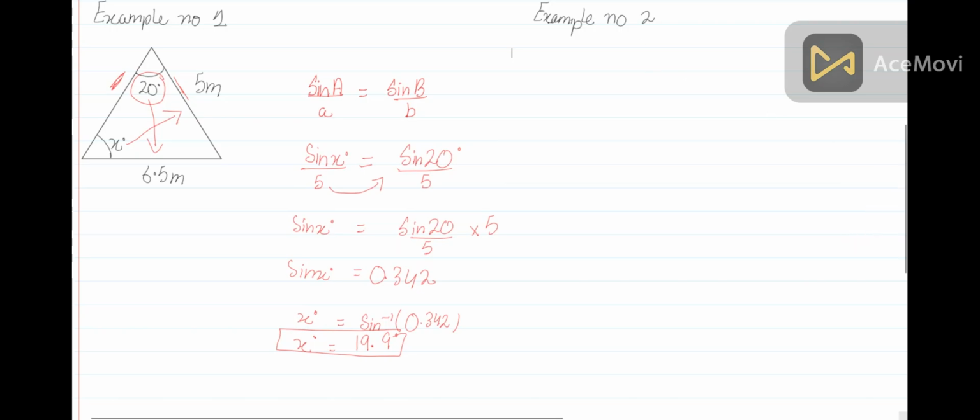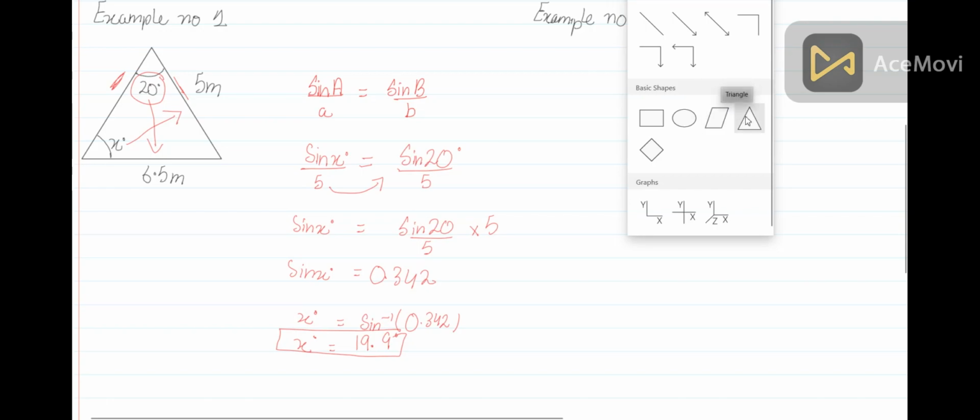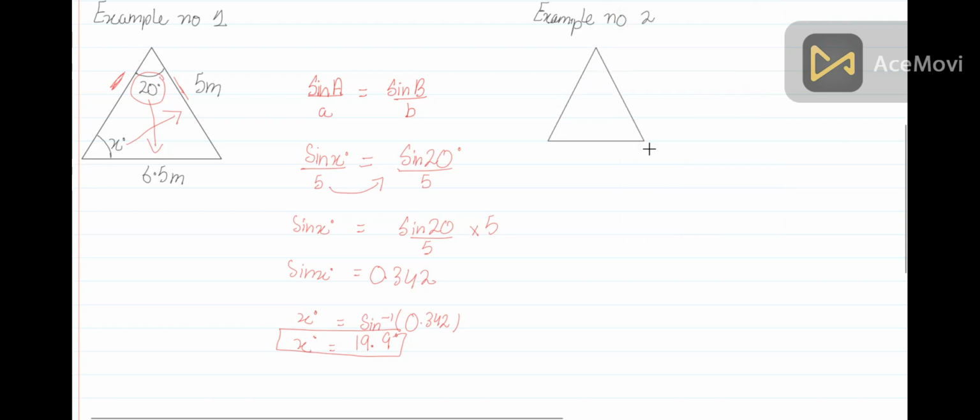The example number 2, the triangle is given to you like this one. In this, one angle is 45, this angle is like 68. Okay. And this side is given to you, that is 7 centimeter. Okay. Now I'm saying find this side.